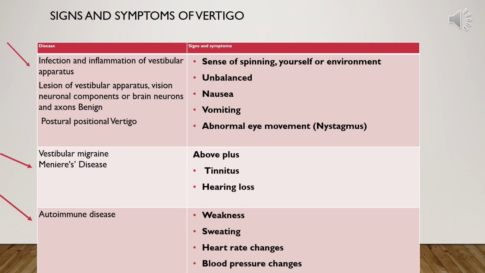With an infection and inflammation of the vestibular apparatus, lesions, and postural positional vertigo, the signs and symptoms include a sense of spinning, feeling unbalanced, nausea, vomiting, and nystagmus. Whereas in vestibular migraine and Meniere's disease, you have the above symptoms plus tinnitus and hearing loss. Autoimmune disease has the above symptoms, but in particular has weakness, sweating, heart rate changes, and blood pressure changes.